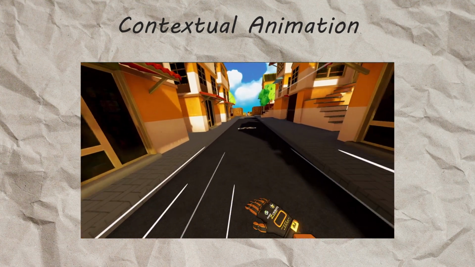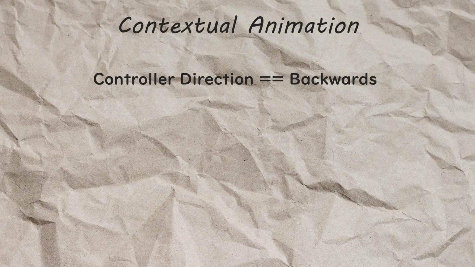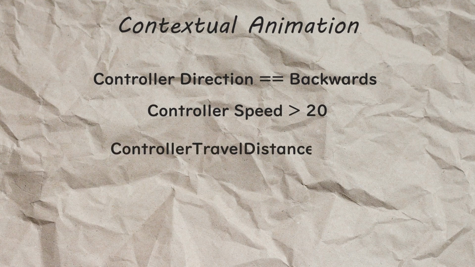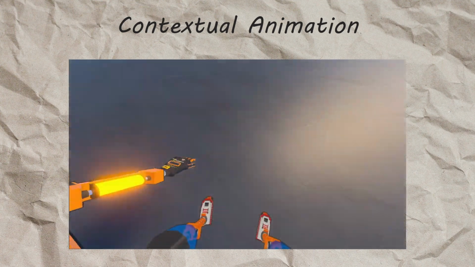We have to first determine what defines a specific action. For example, swinging your arm. We could check if your controller is going backwards, has enough speed, and has a long enough motion. If that's the case, then we can safely say, go ahead and play the animation.